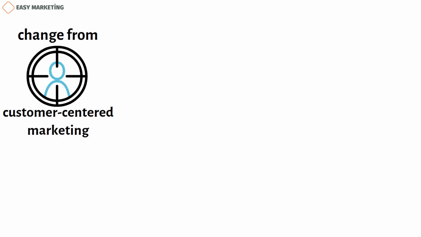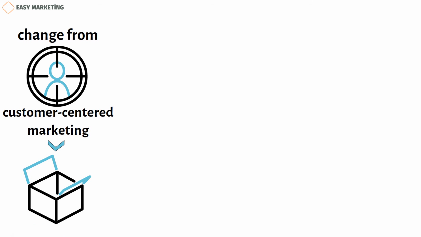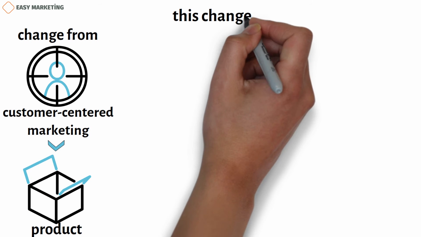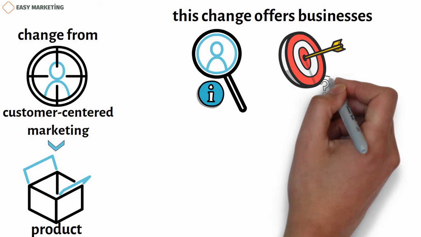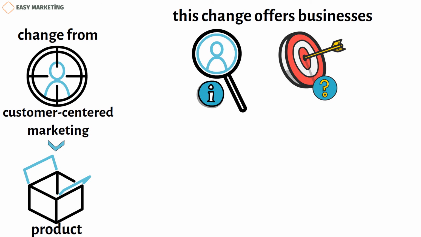STP marketing signifies a change from product-focused marketing to marketing that is focused on the customer. This change offers businesses the ability to learn more about their potential customers and how to reach them. In summary, your marketing efforts will be more successful if they are more customized and focused.